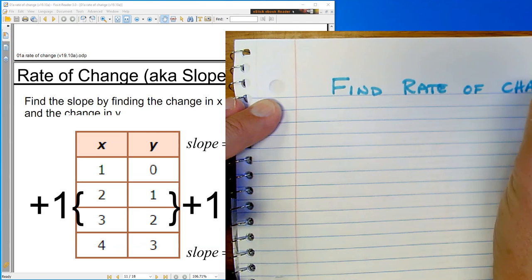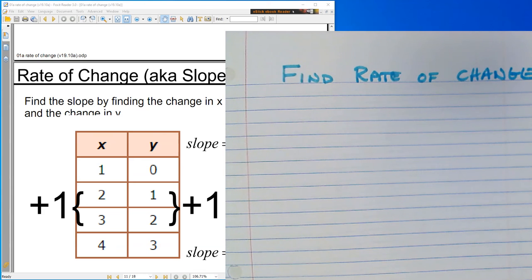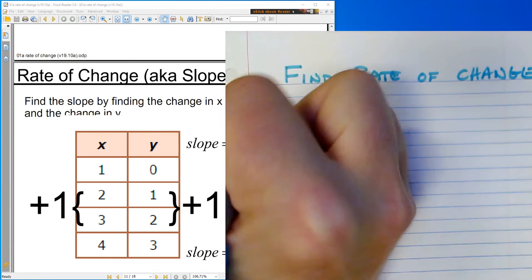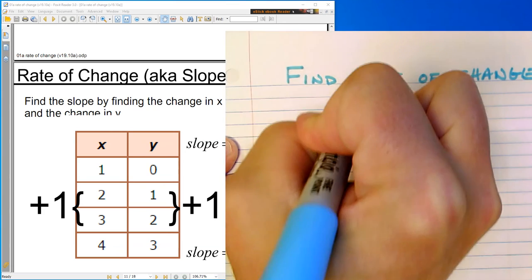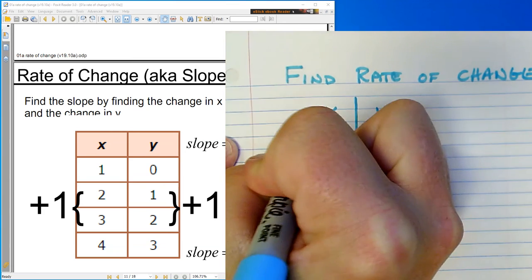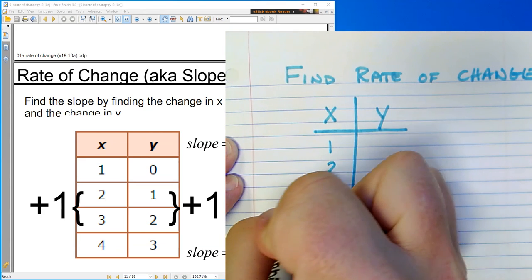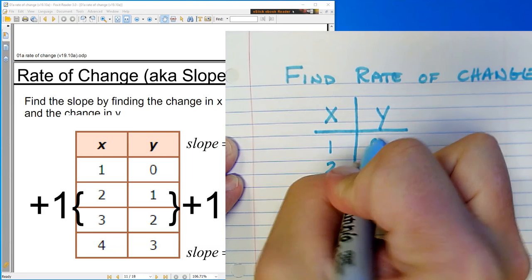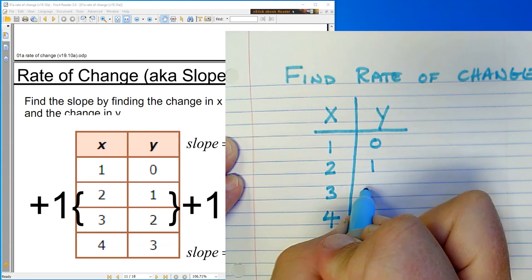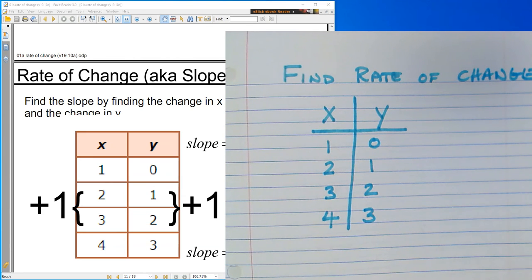Remember, when I say slope, you say rate of change. When I say rate of change, you say slope. They're the same thing. So I have this table with x and y. On this table, I have 1, 2, 3, 4, and I have 0, 1, 2, 3. And I could graph this, but I don't want to graph it.